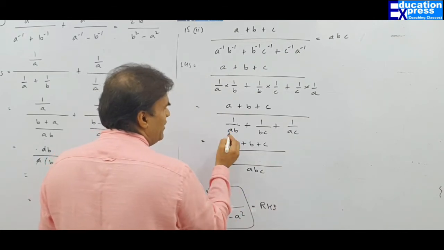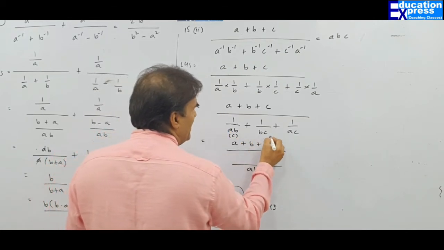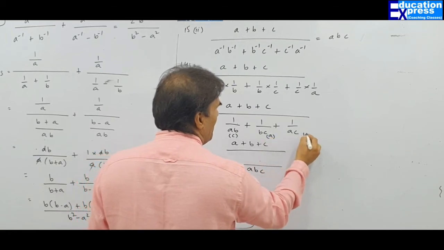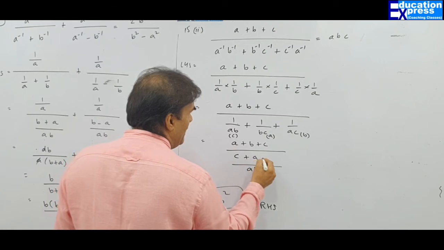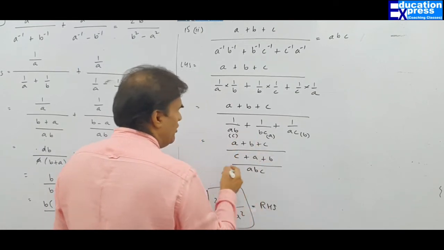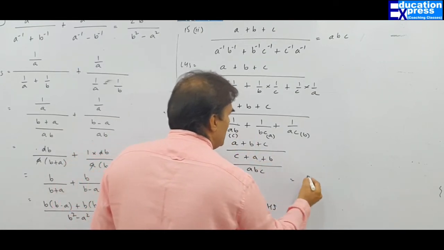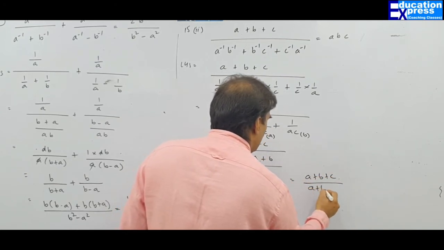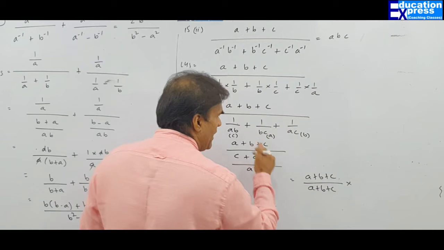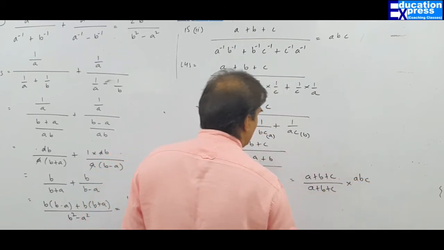What is missing over here? Sir, C. What is missing? A. And what is missing? B. Perfect. So C plus A plus B. So eventually what you get? Sir, A plus B plus C upon (A plus B plus C) multiplied by A, B, C.